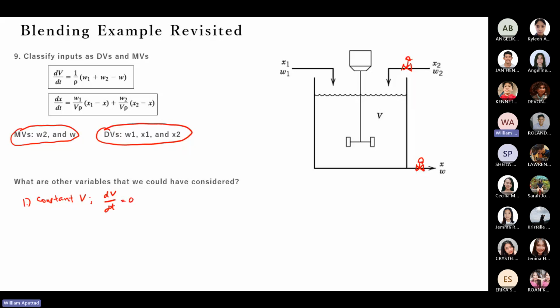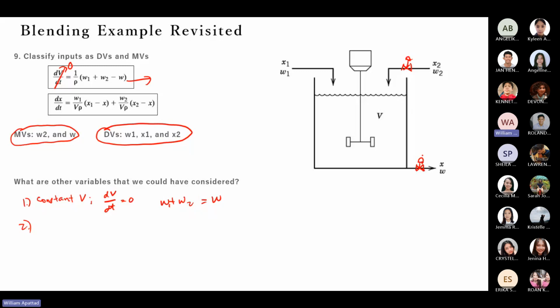And we could have, kapag 0 ito, equal exit flow and sum of the inlet flow rate. So equal sila. We have W1 plus W2 equal to W. So may iba ang ating model equation. Okay? Pwede din natin i-assume na overflow ang ginamit sa tank.